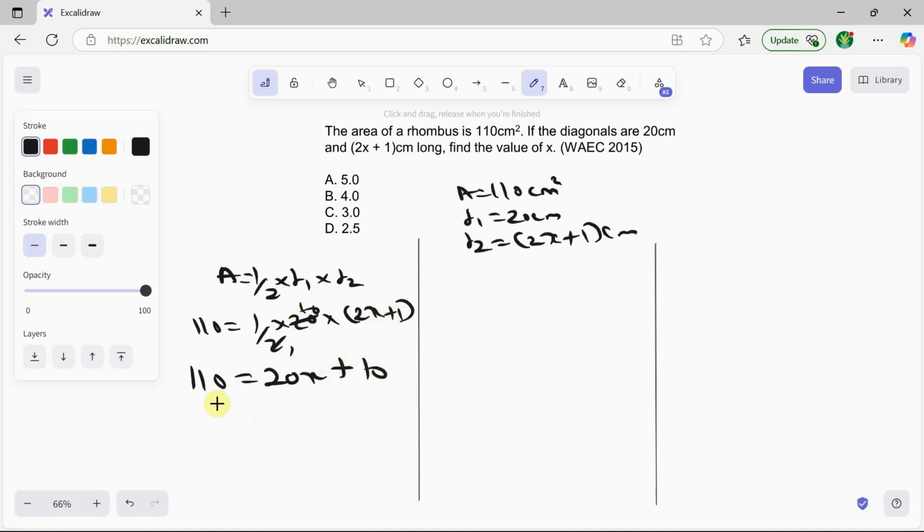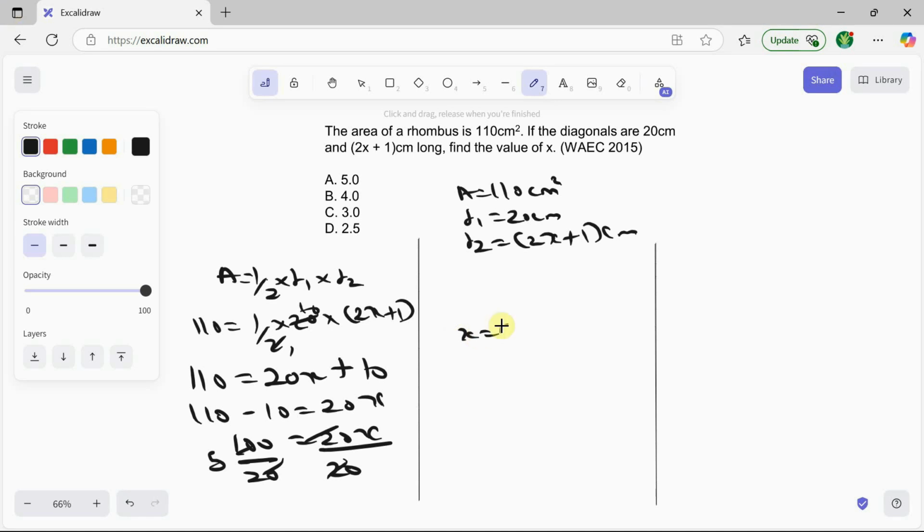So let's collect like terms. That will be 110 minus 10 is equal to 20x. Then 100 is equal to 20x. Then if I divide both sides by 20, this will cancel, this will cancel, and this will be 5. So our x is equal to 5, and that will be option E. Let's see if we're correct.